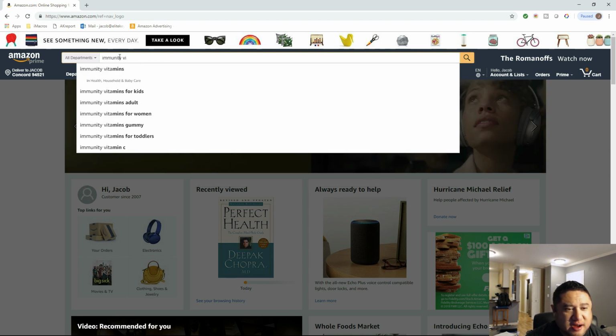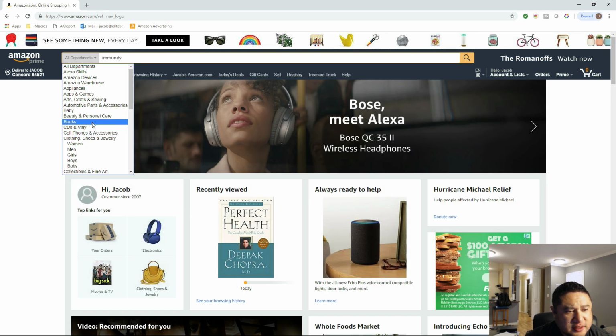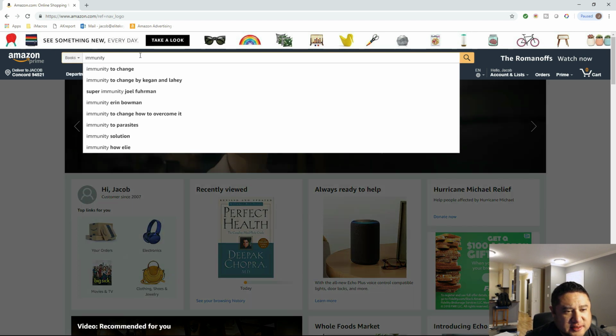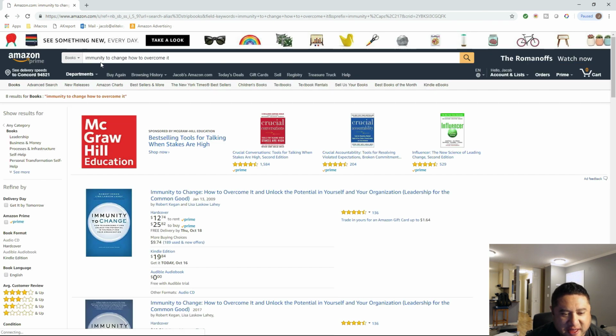So let me now take this a step further. Categorize under books. And here, now I have a different set of auto-populated keywords to look at. So let's look at books: immunity to change and how to overcome it. That's no longer health-related, self-help.